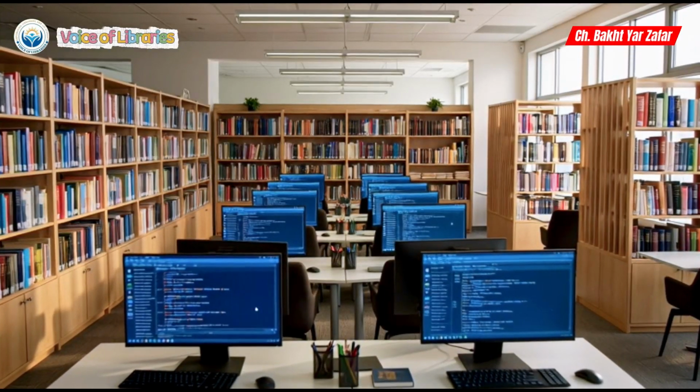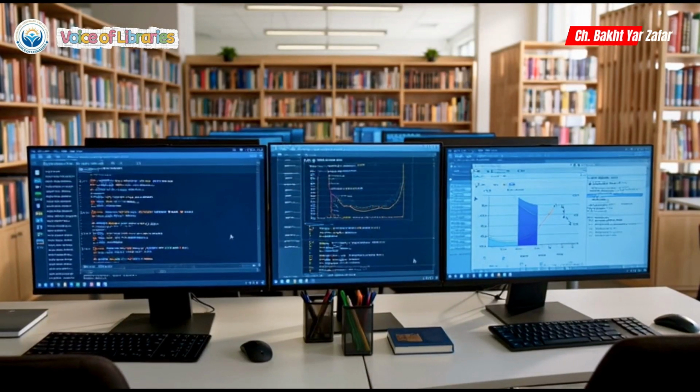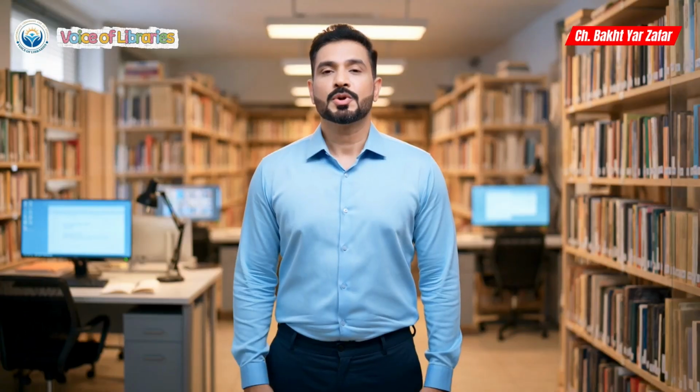BIBFRAME separates them. The benefit? If a book has 10 different editions, you don't need to write the author's name 10 times, you simply link all of them to one work URI.